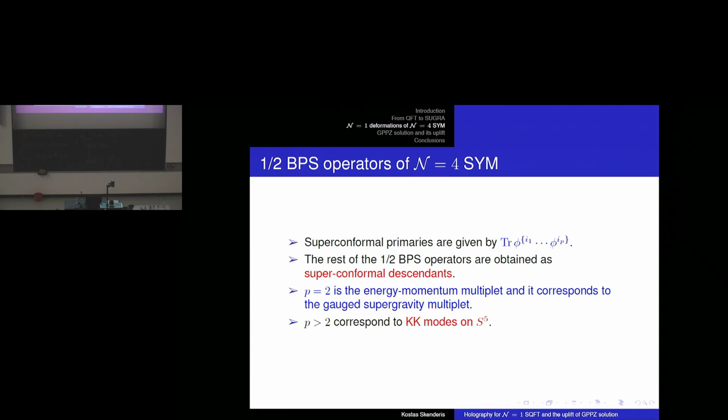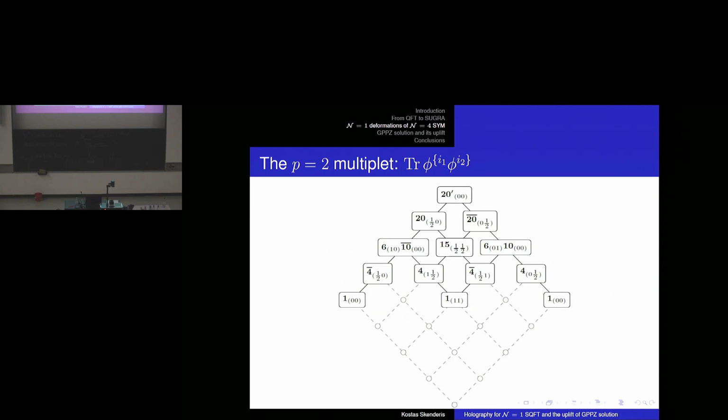It would be useful to have a picture of how this works. These multiplets are organized in terms of diamonds. The generic case is where you have the full diamond. This happens from p equals 4 and above. p equals 2 and p equals 3 are special, the shorter multiplets. So here I indicate the multiplet for p equals 2.